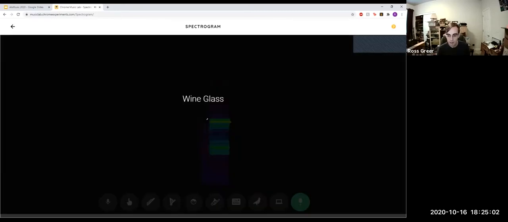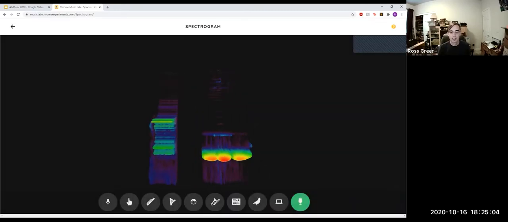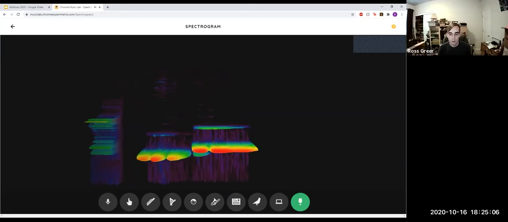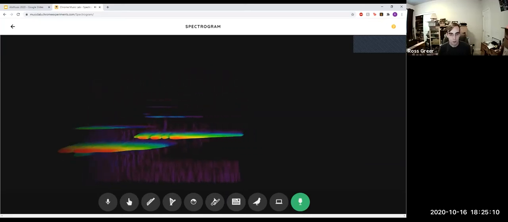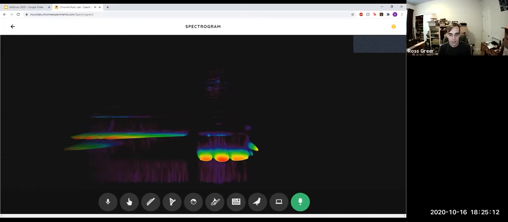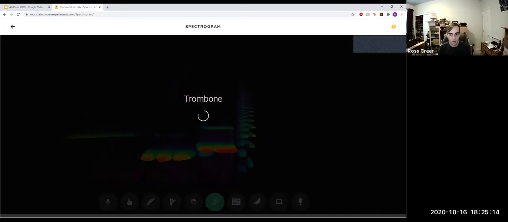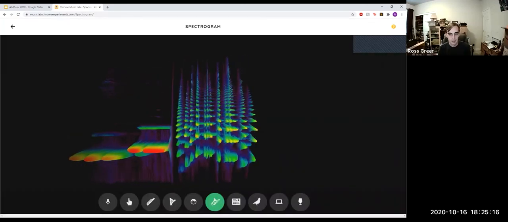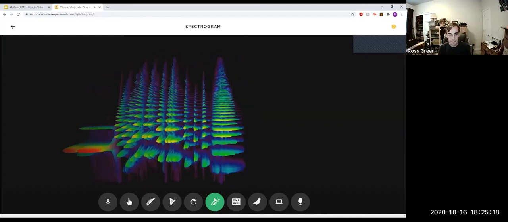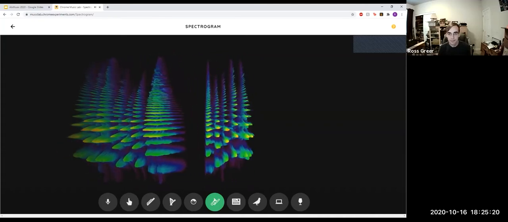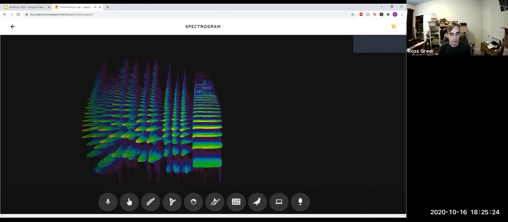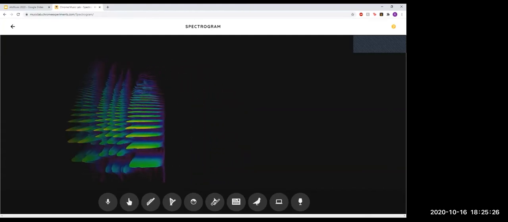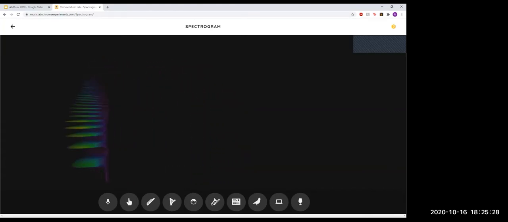Nope, not that one. Let's look at this wine glass. So what's different about the wine glass's spectrogram versus, say, the trombone spectrogram? Anything jumping out at people? Feel free to unmute if you have some ideas or thoughts. The overtones, exactly.